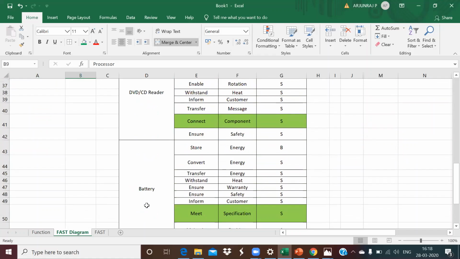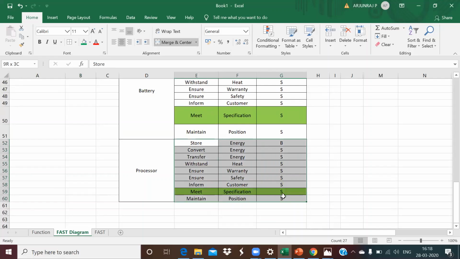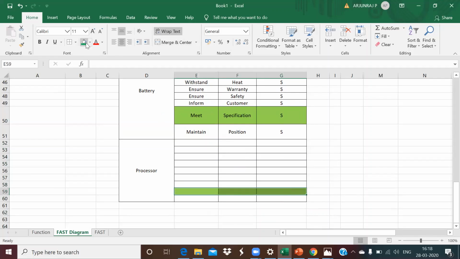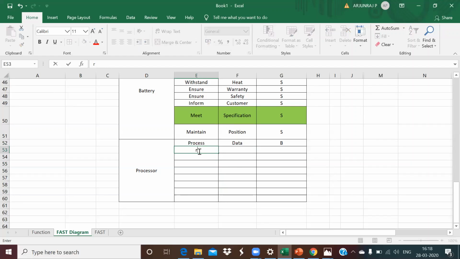So we'll go with the processor. Process data. Process is a verb, data is a measurable noun. How much data it processes depends on the RAM capacity. Basic. Then receive data, store data, since we are considering the memory. Receive data, store data, send data, transfer data.